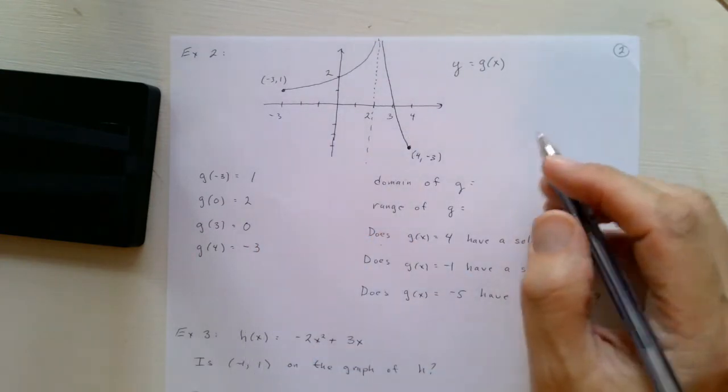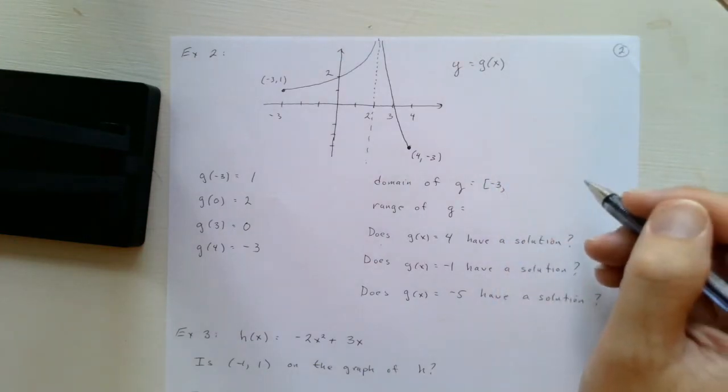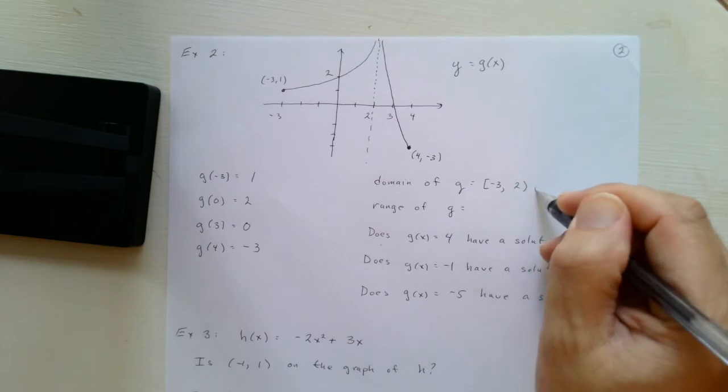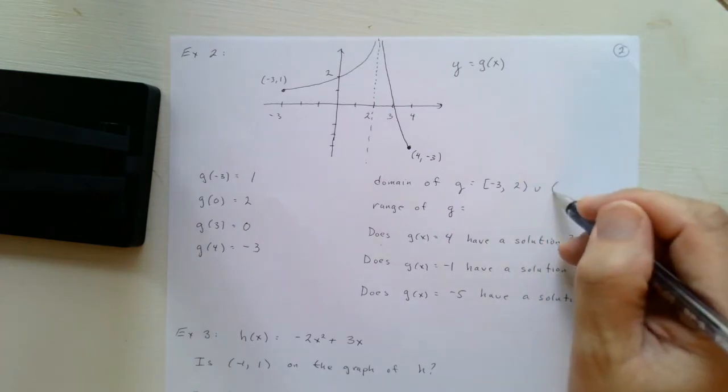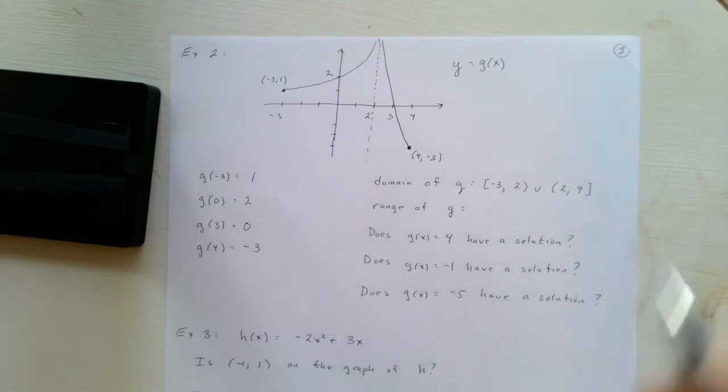And we can represent that in interval notation. We can say square bracket -3, 2, union, round bracket 2, and then 4. Okay. So that would be the domain.